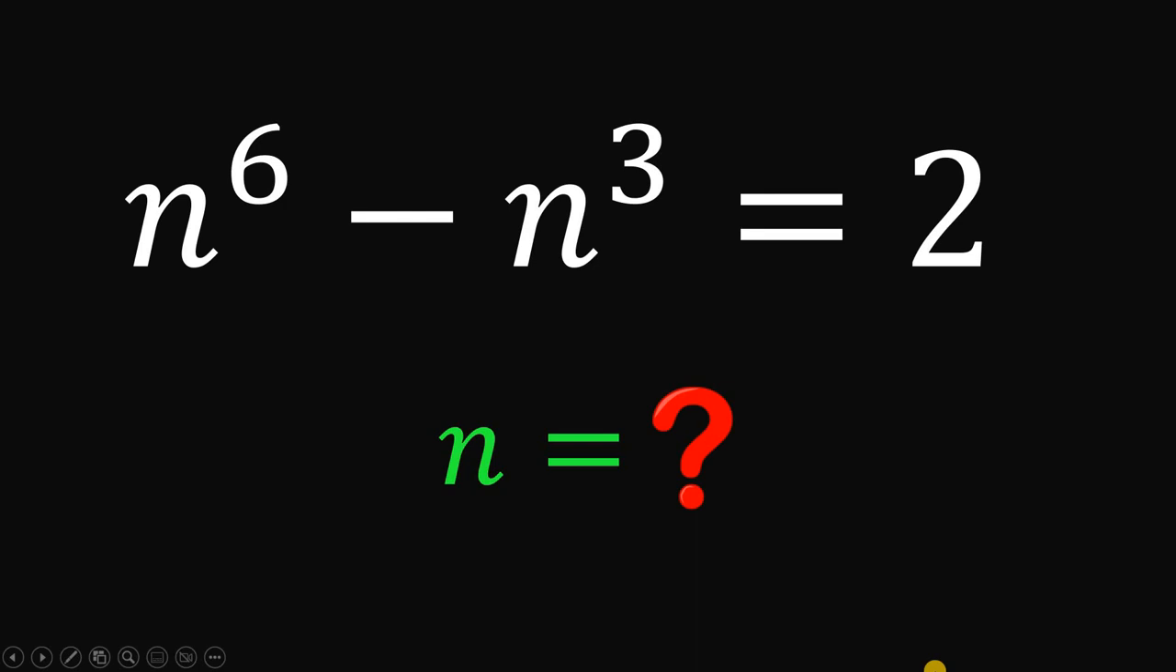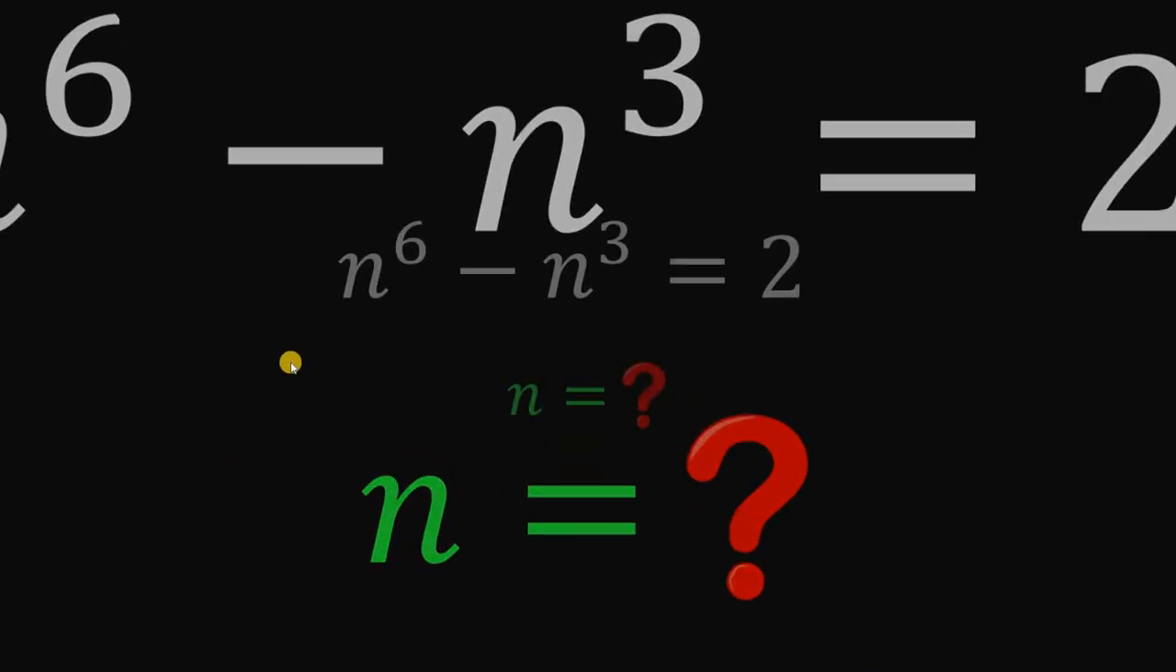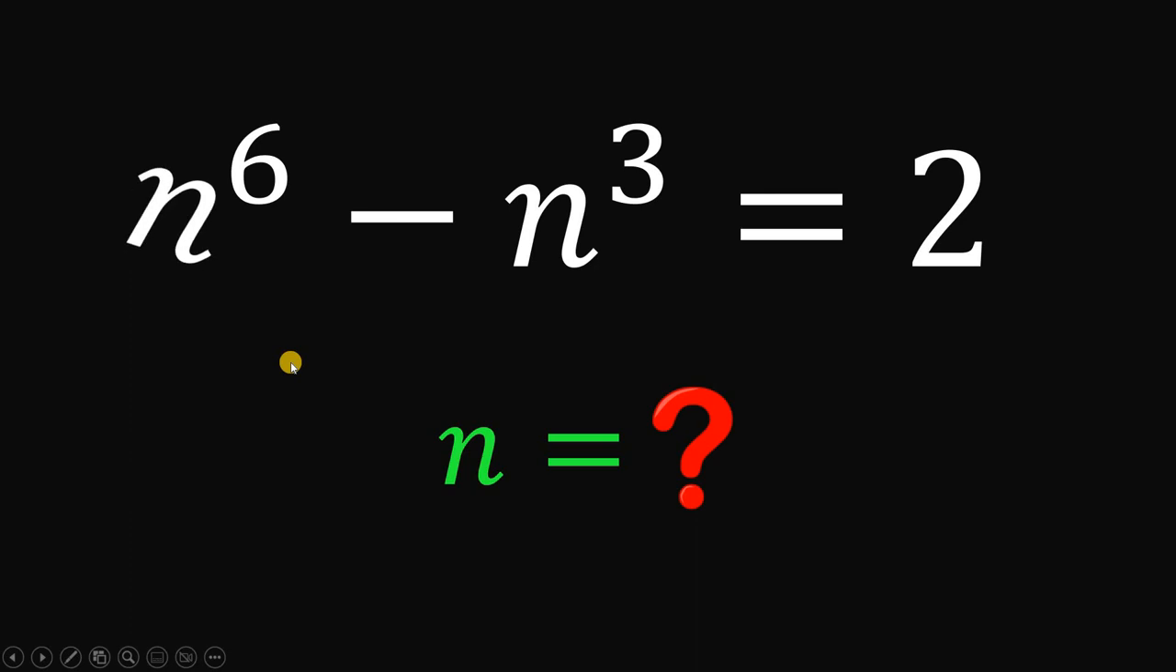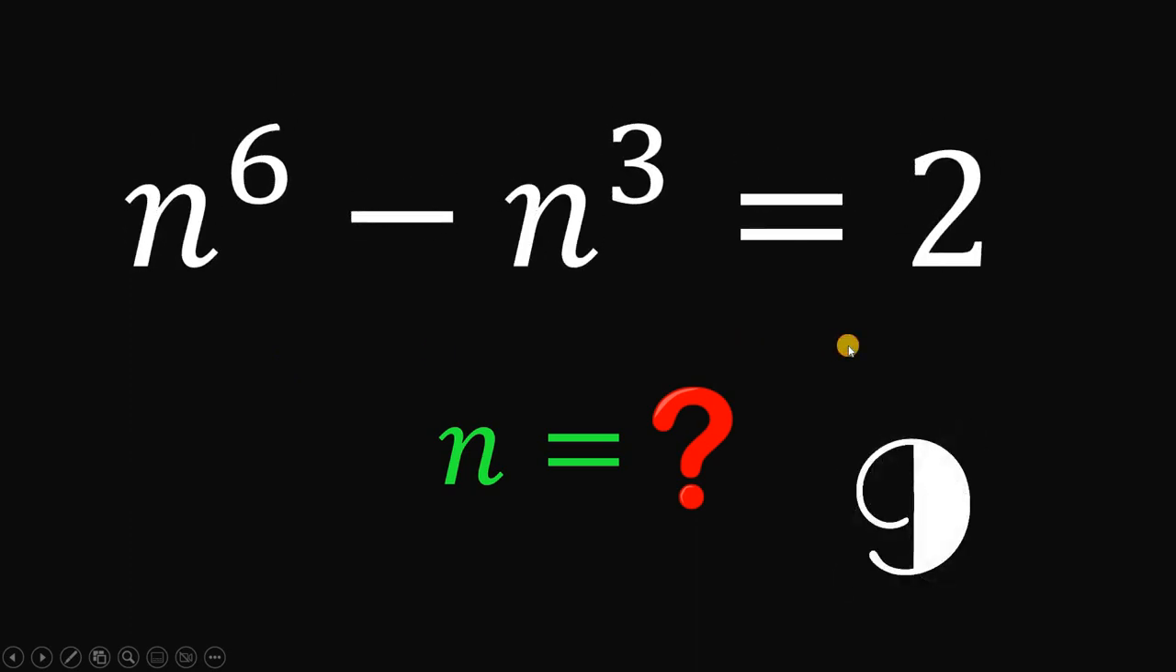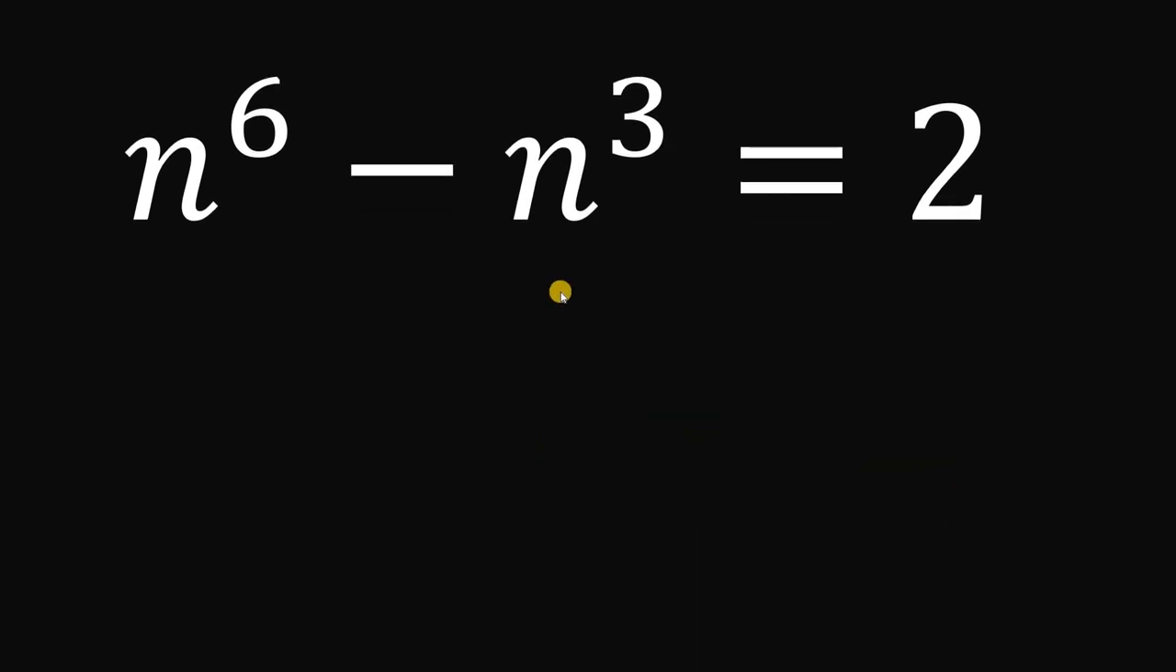Can you solve for all values of n that satisfy this equation? n raised to 6 minus n cubed equals 2. You can pause this video if you want to give this problem a try. And now, let's answer this question together.